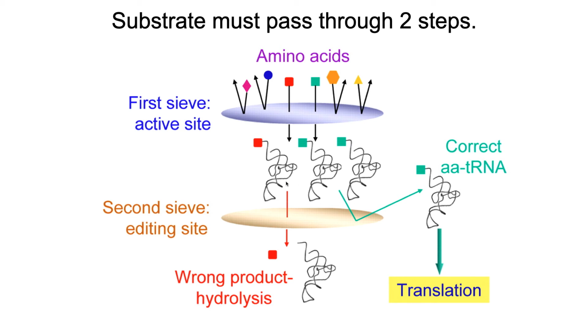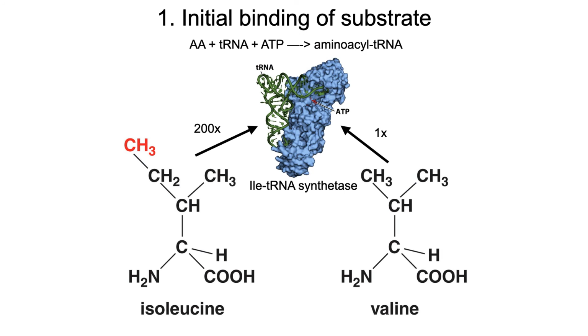So that's the job of the second sieve, the editing site. Now all of them that do fit are going to get charged, but the ones that were improperly charged are going to fit into this editing site and then be hydrolyzed and tossed out. So let's take a closer look at these 2 sieves. Here we have isoleucine-tRNA synthetase.